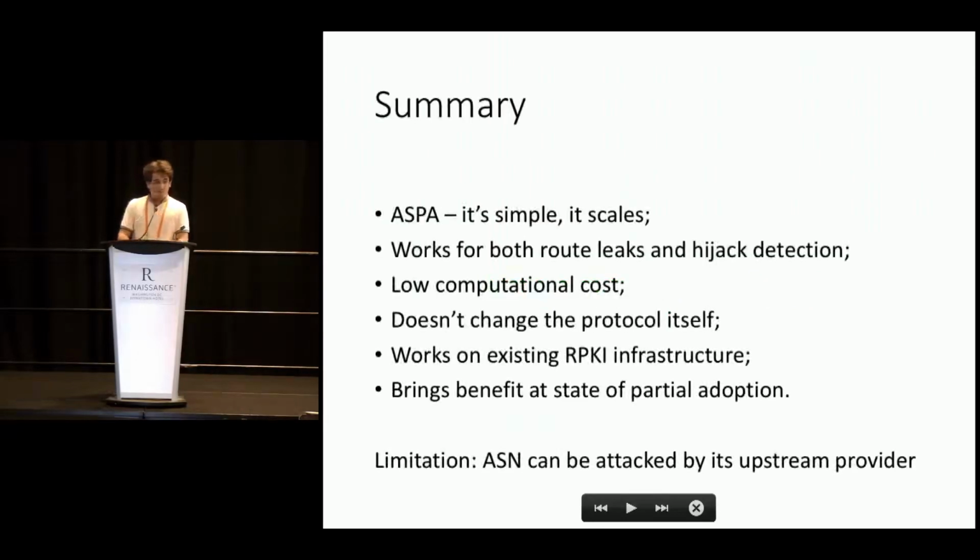So, ASPA is very simple. It works for both hijacks and route leaks. It's for both malicious actions and mistakes. It doesn't require any changes in the BGP protocol. The basis is the RPKI infrastructure, which must be slightly updated. And of course, it also works at the stage of early adoption.